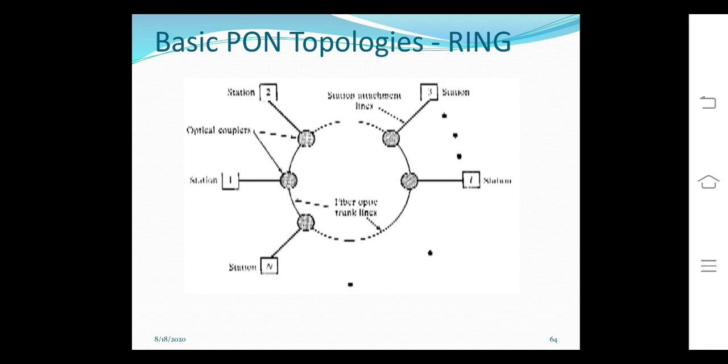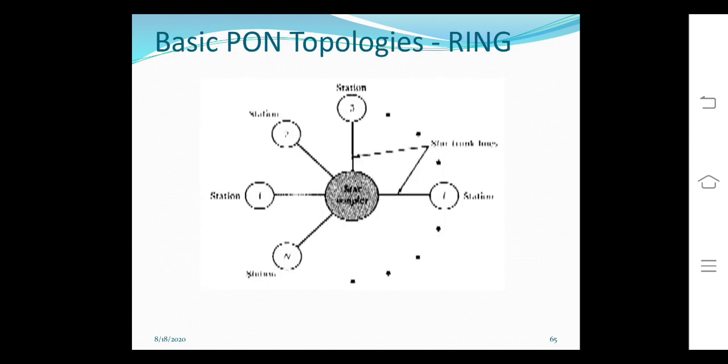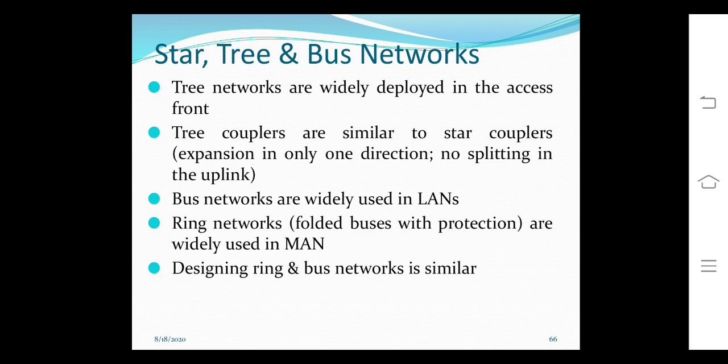So fiber optic trunk lines will be connecting all the stations through it. Next is star, tree, and bus networks. Tree networks are widely developed in the access front, and in the star pattern, from the central entity all the nodes will be connected.